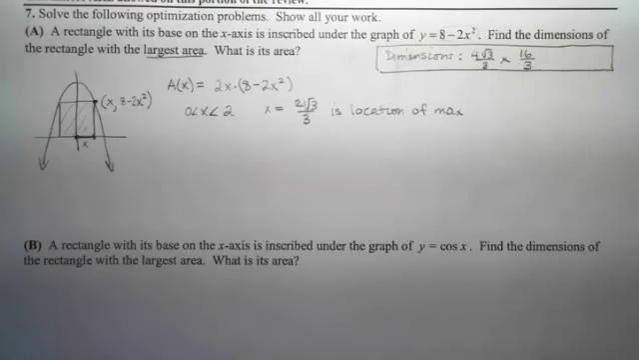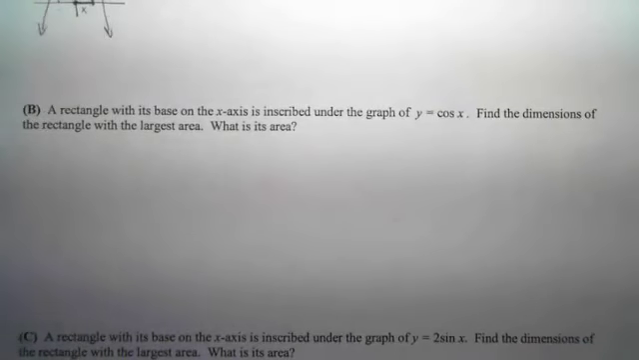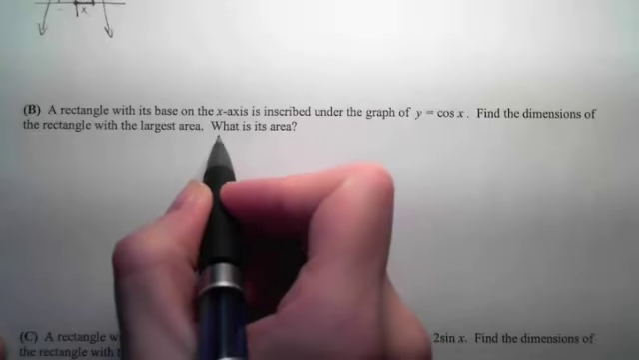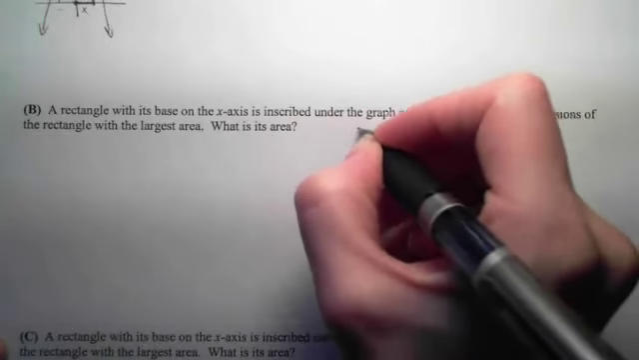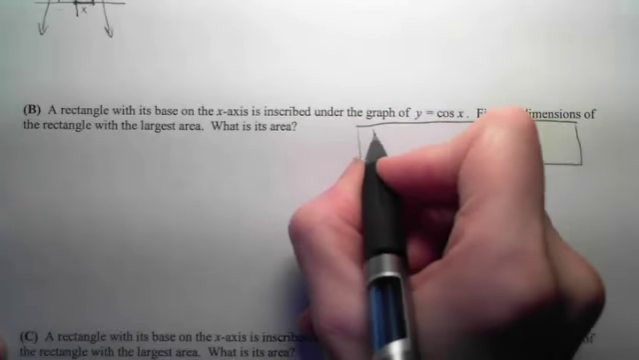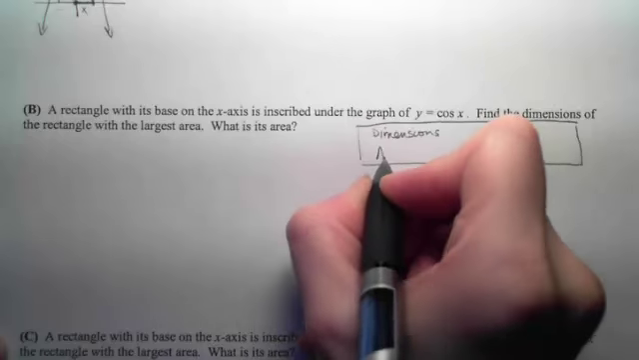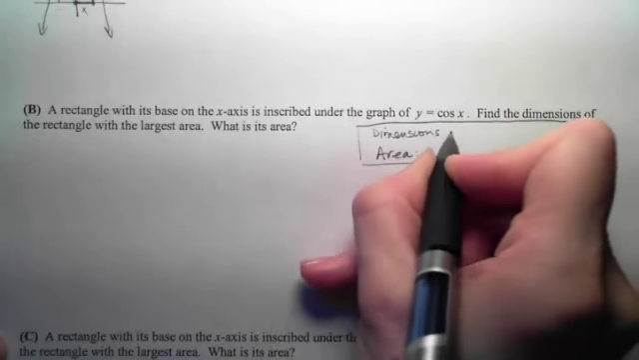If we move to part B now, we have a rectangle with its base on the x-axis, and this one's inscribed under the graph of cosine. I again want to find the dimensions of the rectangle with the largest area, and this time I also want to know what the area is. So I've got two things I'm finding this time. I want the dimensions, and I want the max area.